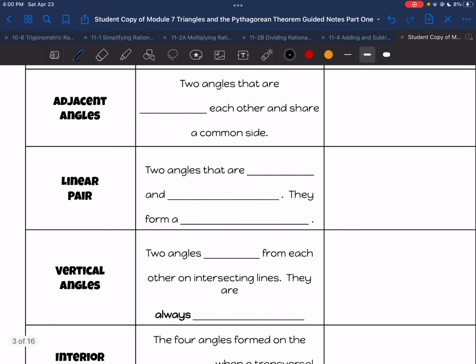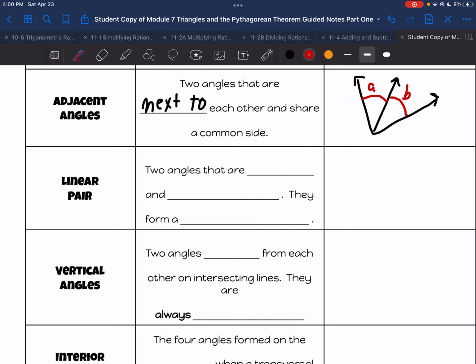Next up, we have adjacent angles, and adjacent angles are two angles that are next to each other and they share a common side. So I'm going to start by drawing an angle. Okay, so we've got 3 rays, and then we have adjacent angles, A and B. They're 2 angles that are sharing a same side.